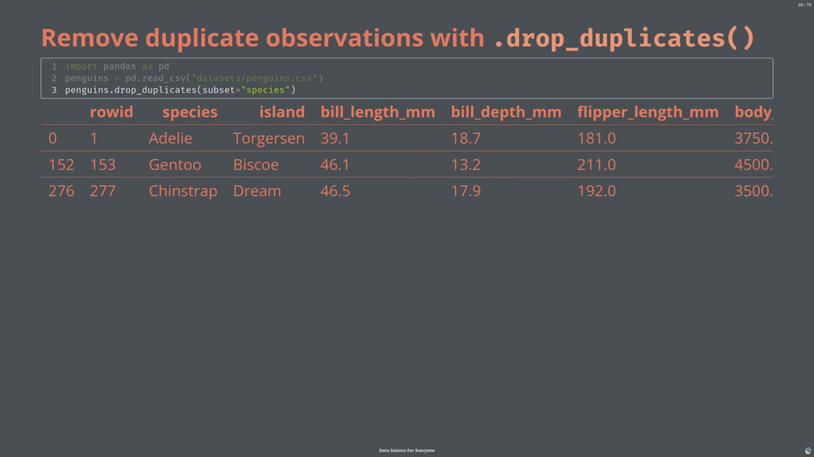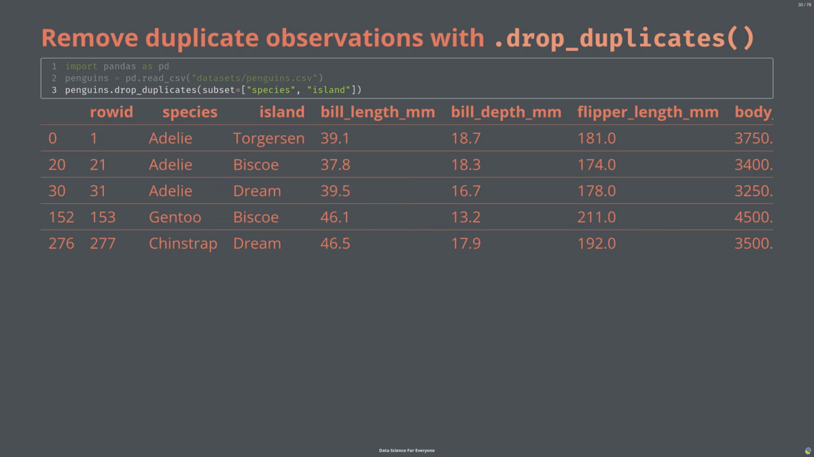Sometimes the data has duplicate observations which interfere with downstream data analysis. To remove duplicates, we can use the drop duplicates method. It takes a subset argument which tells Pandas which column to check for duplicates. In this case, the species column. Now we have a data frame where each penguin species appears only once.